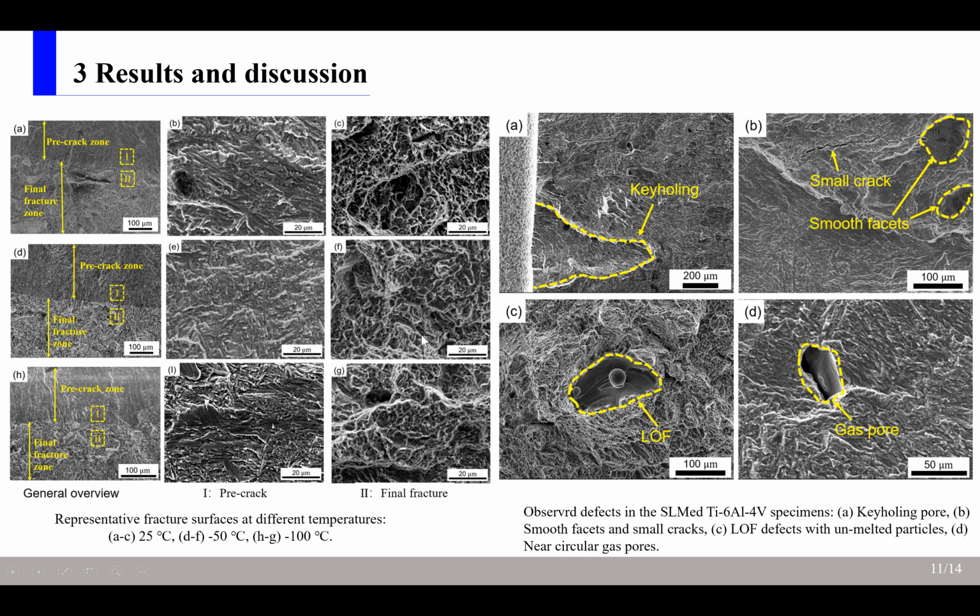In region 2, the fracture surface is rough and covered with dimples. In addition, the junction of the two regions exhibits a large ravine. The major defects observed in this alloy are keyholing pores, smooth facets, lack of fusion regions, and gas pores. These defects are usually crack initiation sites, as reported in many reports.